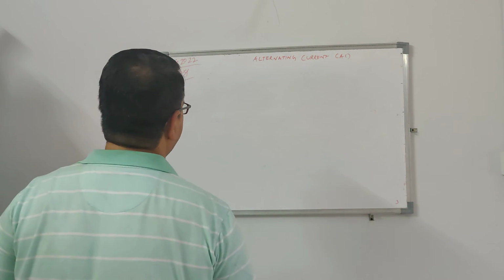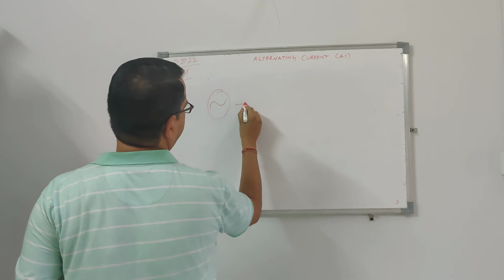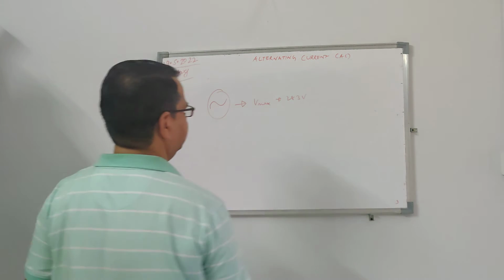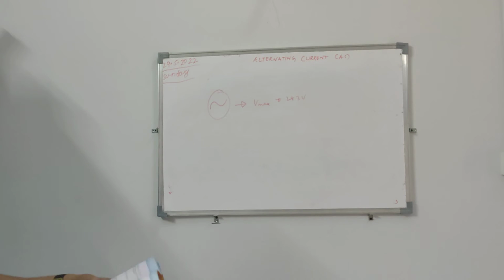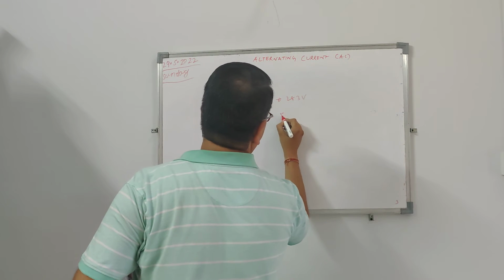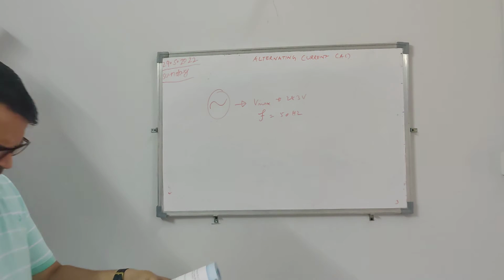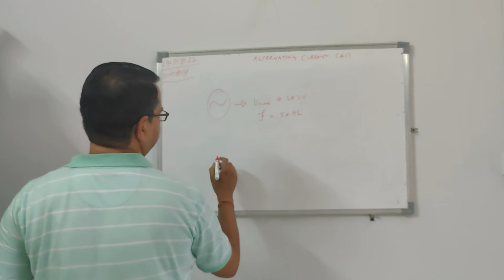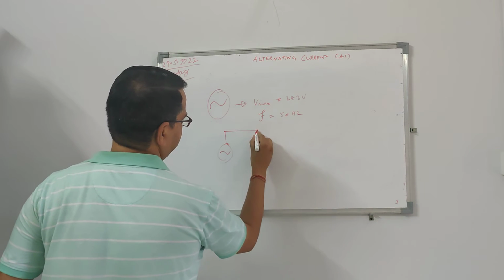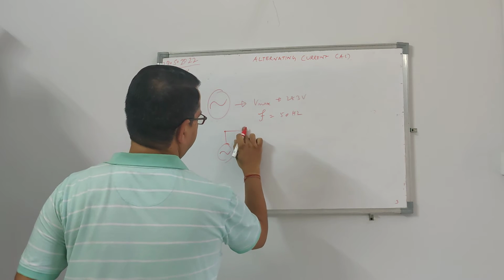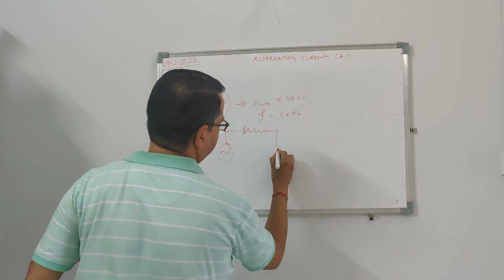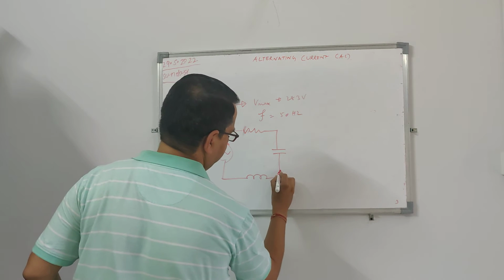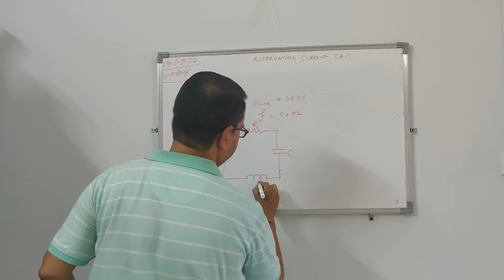Okay. So one numerical: a sinusoidal voltage of peak value V max, which is 283 volt, and frequency F equal to 50 hertz, is applied to an LCR circuit. Let me draw it. So it is like this. Let me say this is my resistance, this is my capacitance, and this is my inductance. This is my R, this is my C, this is my L.